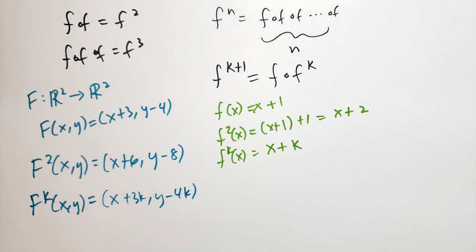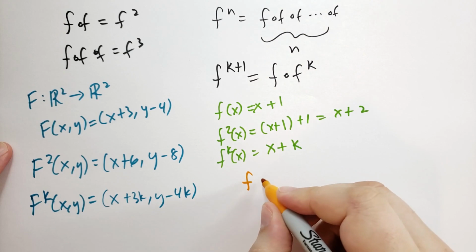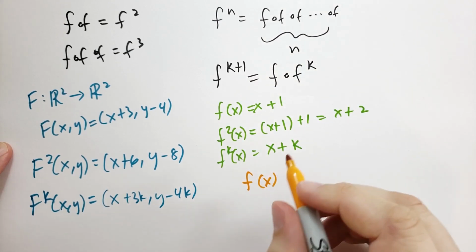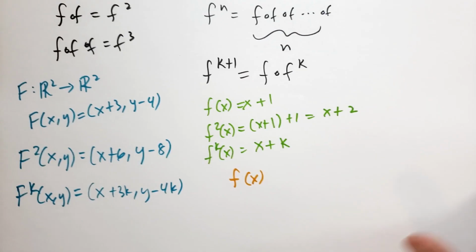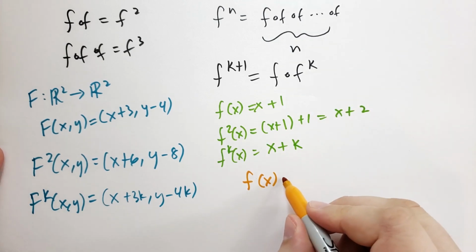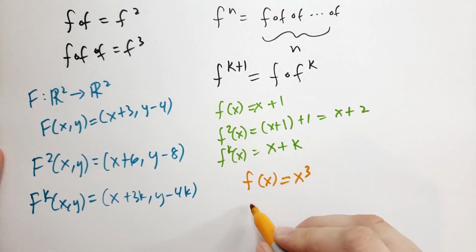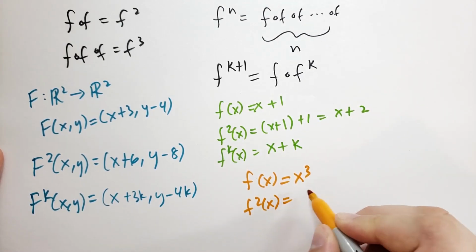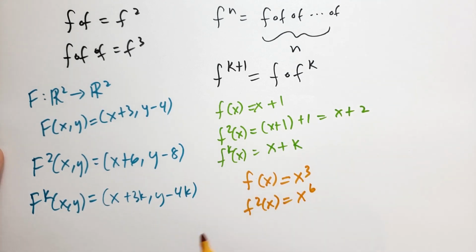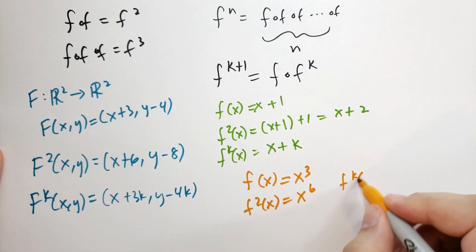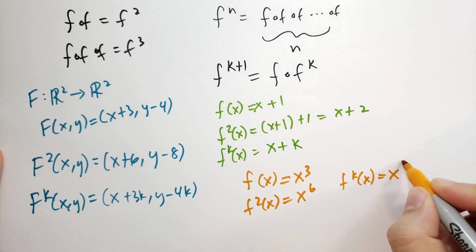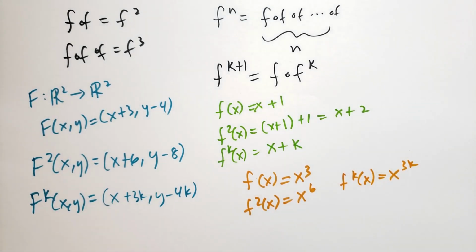Another example, and this one's pretty easy. He says f maps real numbers to real numbers, and it's given by x cubed. So f squared of x is just the cube of the cube, or x to the 6th. And indeed, f to the k of x, you can work out, would be x to the 3k. Pretty easy stuff.